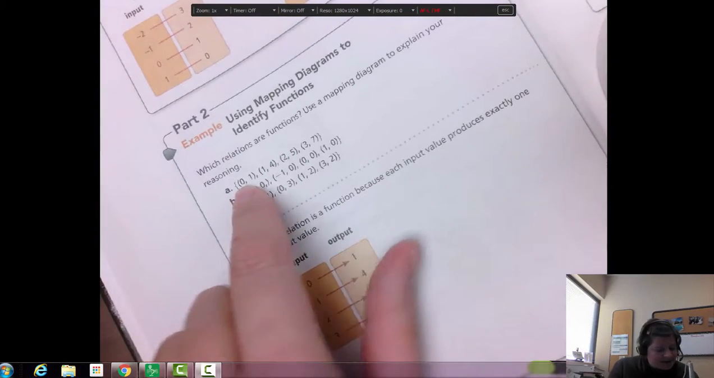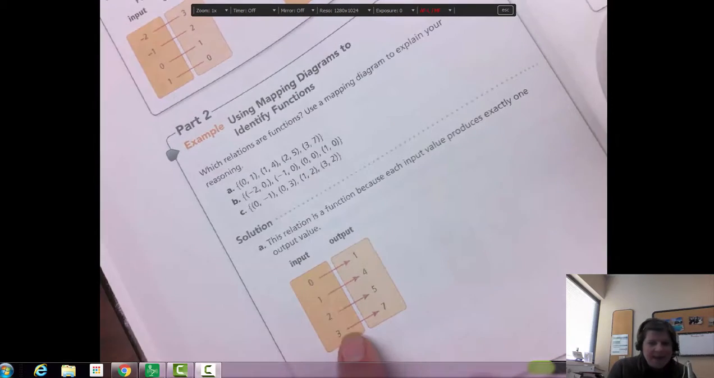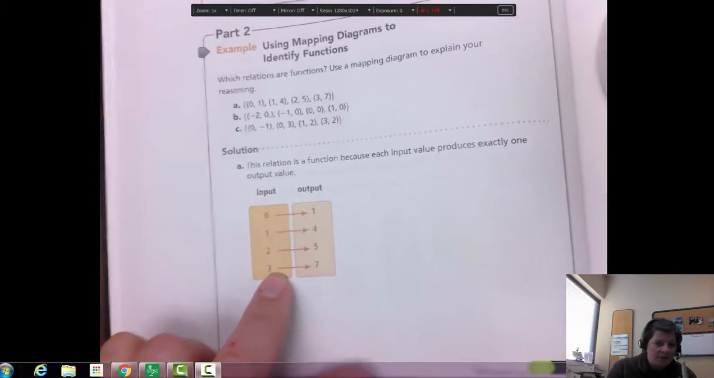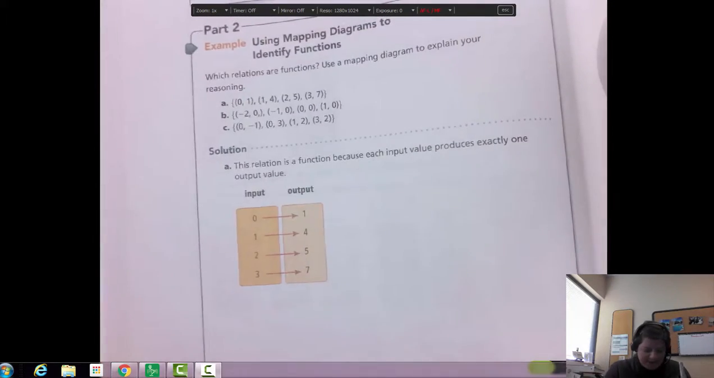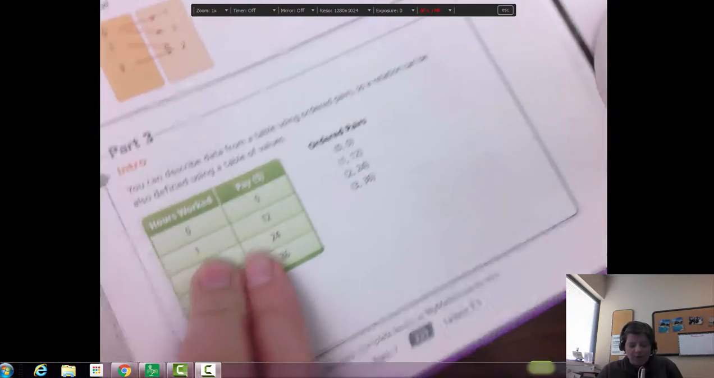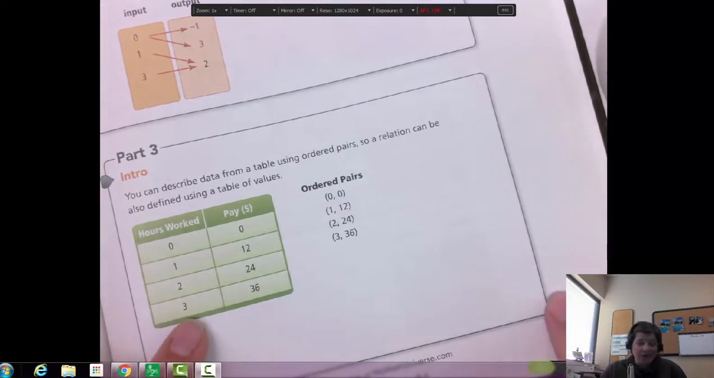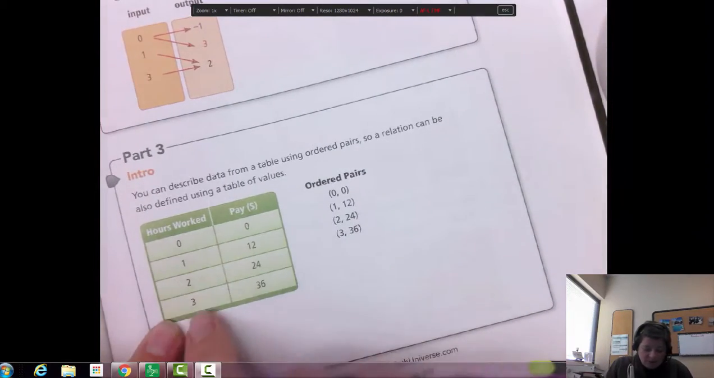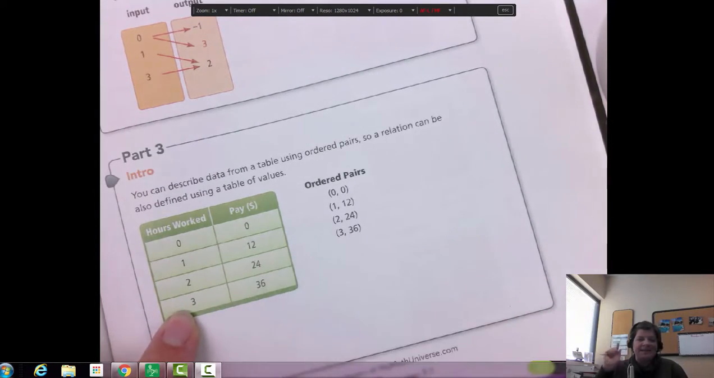So you can see like they took this 0, 1, 1, 4, 2, 5, 3, 7, and you could make a chart from that. Okay, so A goes to this chart, so you can easily make charts with them. You can go from chart to points. So let's look at this one. Is this a function? 0, 1, 2, 3. Do they all go to a number? Yep, that's a function.